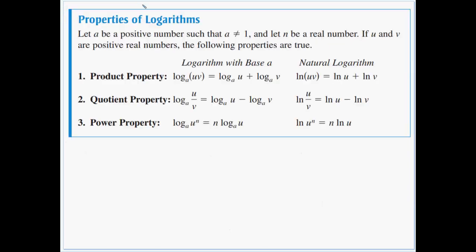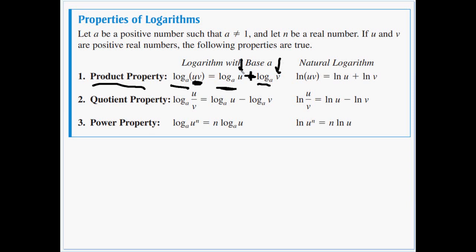Okay, what's next? Properties of logarithms. Here we've got the product property. So we've got the log of 2 things multiplied here, u times v. We can turn that into the log base a of the first thing, u, plus log base a of the second thing v.